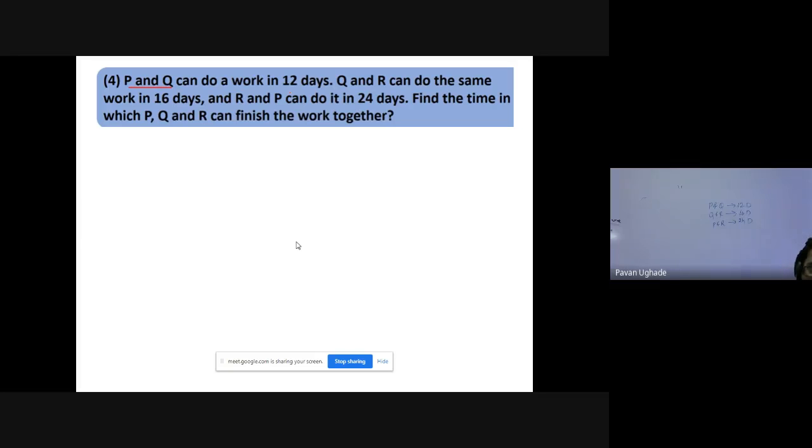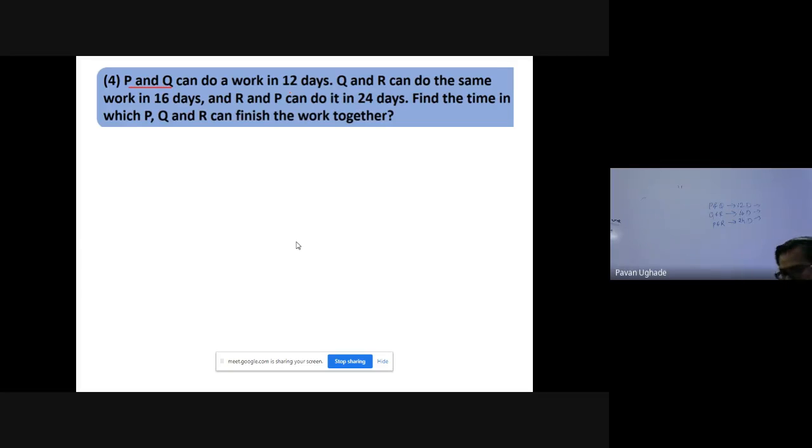The problem we saw just now, problem number 3, is quite similar, but there the job of a single person was given, and here it is the combination. So can you tell me, if they work together, P, Q and R, how many days it will take to finish that job?